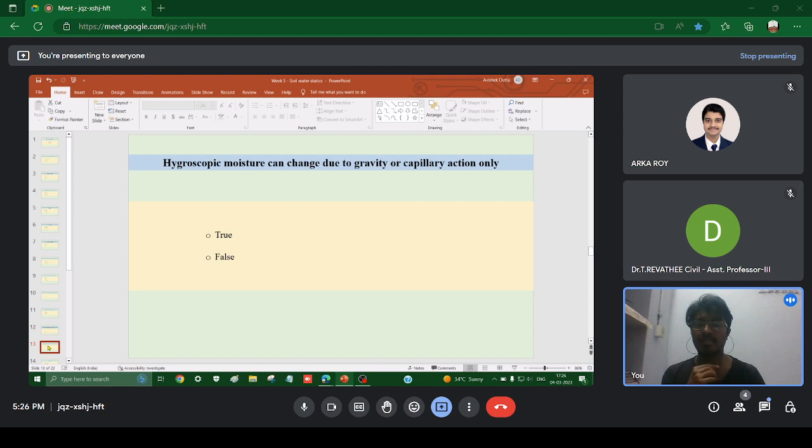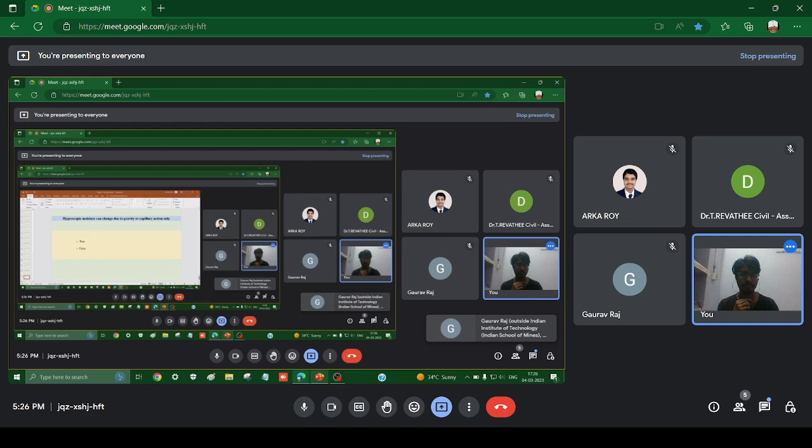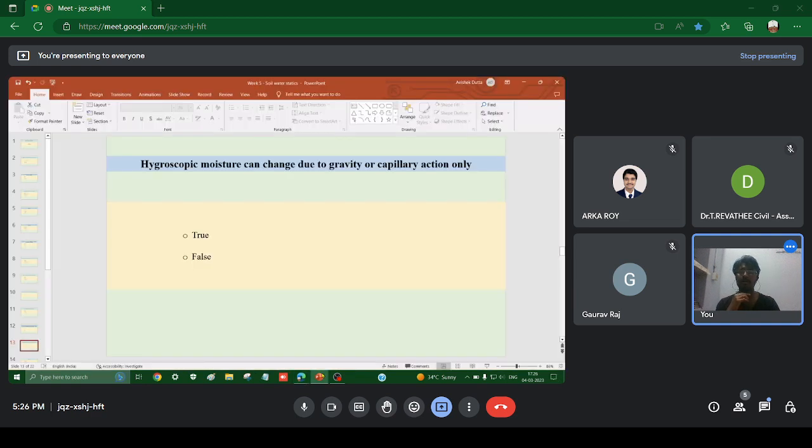Hygroscopic moisture can change due to gravity or capillary action only. Is this statement true or false? Next question.